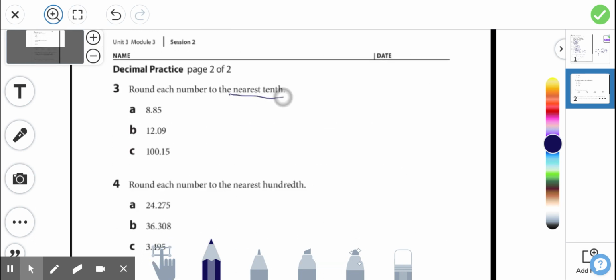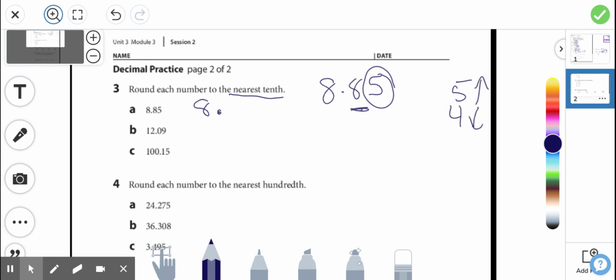Here we are rounding to the nearest tenth. So we have 8.85. Here's our tenths place, and this is our helper number right before it. So that tells me that it's 8 point, we know it's 5 or greater, we round this 8 to a 9. 4 or less, we drop off the 5 and leave the 8 alone. But since it's a 5, we are going to round that 8 to a 9.